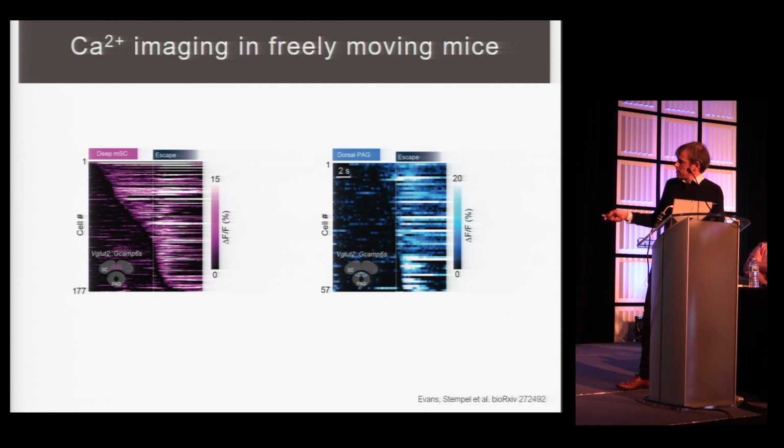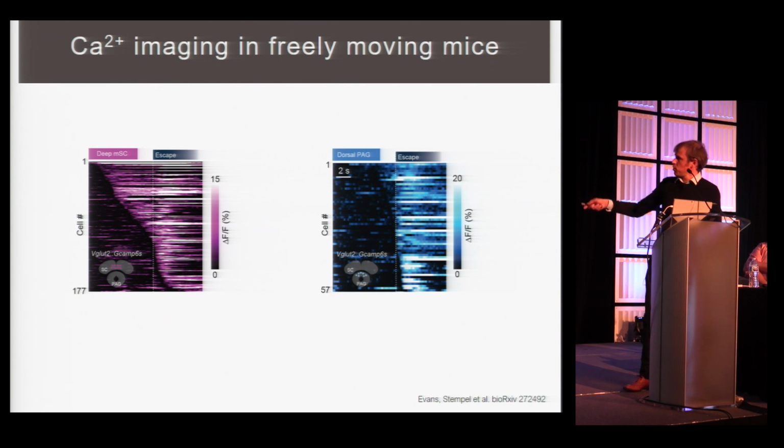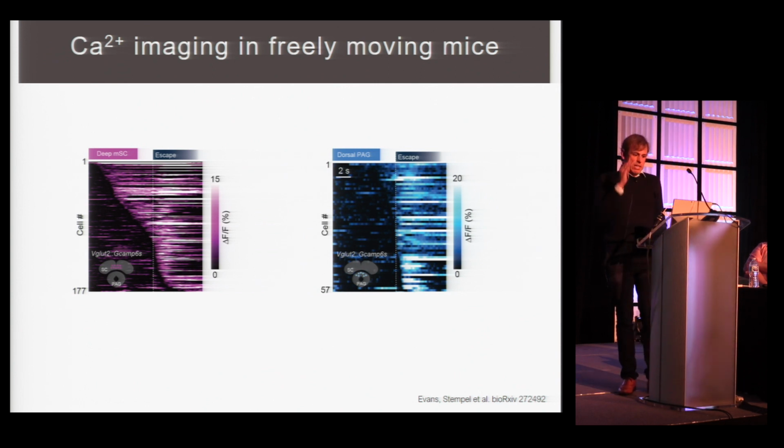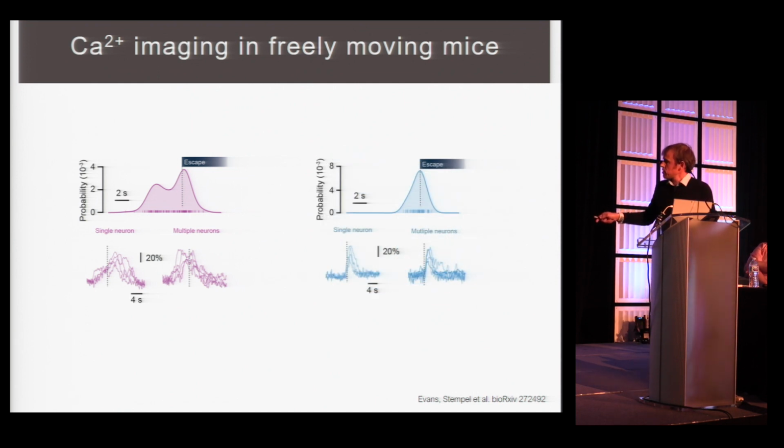And you can see that there's a very large fraction of cells in the medial superior colliculus that have increased activity before escape onset. So this has all been aligned to escape onset. However, in the periaqueductal gray, most of the cells, the activity is locked to the initiation of escape. This is now represented also here in these kernel density plots.